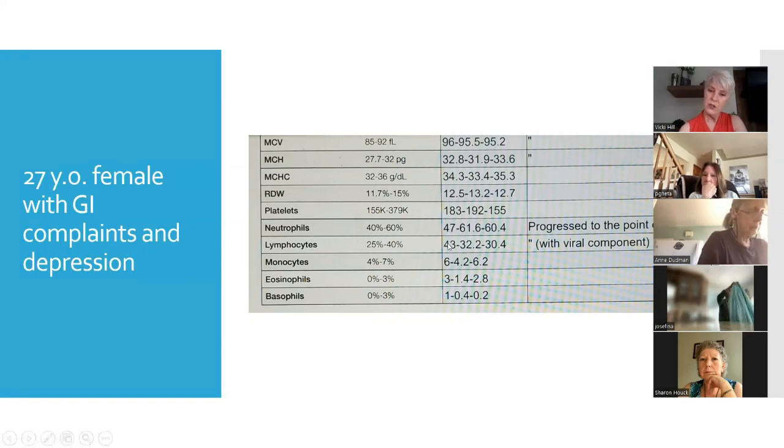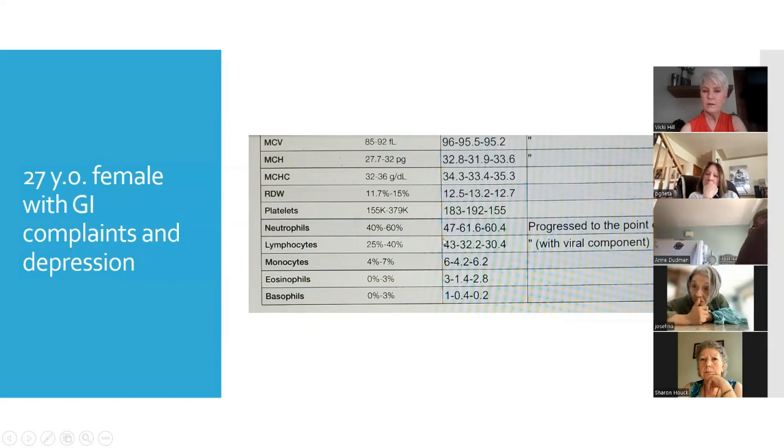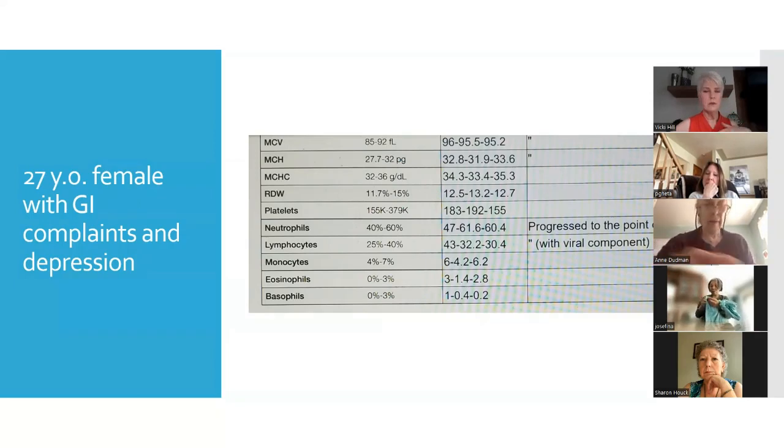But because I have this first test, we can see that 1-to-1 ratio happening here. Everybody can see that, 47 and 43. We have this viral component with the lymphocytes. And then everything down here looks good. So again, we've got that viral component with the autoimmune flare. Everybody, does that make sense?